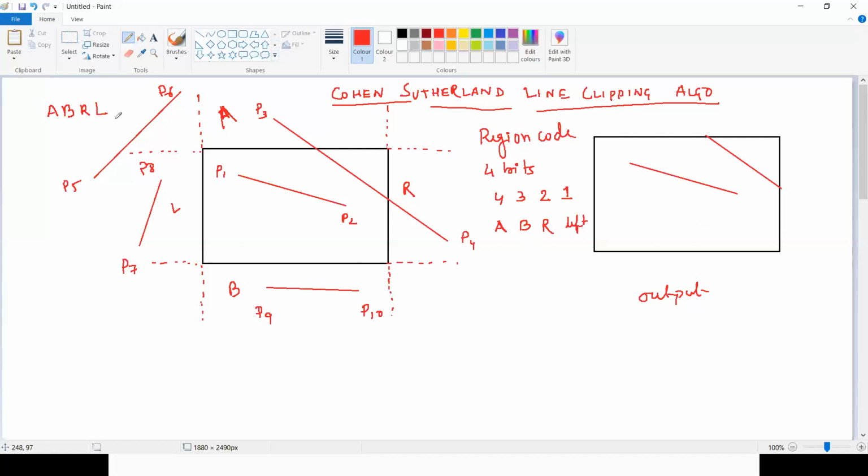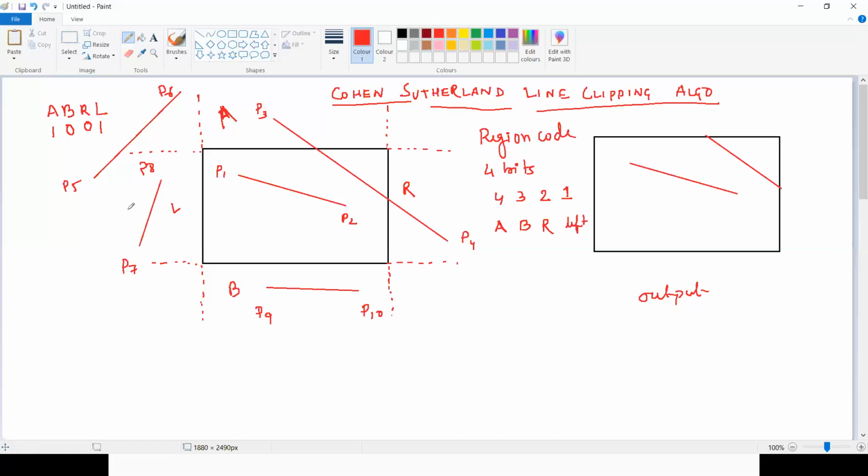Now you can see this particular region. This region is on the left side of the clip window. So if it is on the left side of the clip window, we have to write down 1. Is it the right side of the clip window? Definitely not. Once it is left, it cannot be right, so we will write 0. It is below? No, it is not below, so we write 0. And it is above? Yes, it is above, so we will write 1. In this way, using the Cohen-Sutherland line clipping algorithm, we can generate the different region codes.